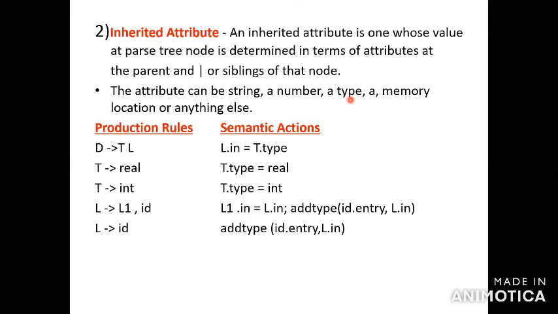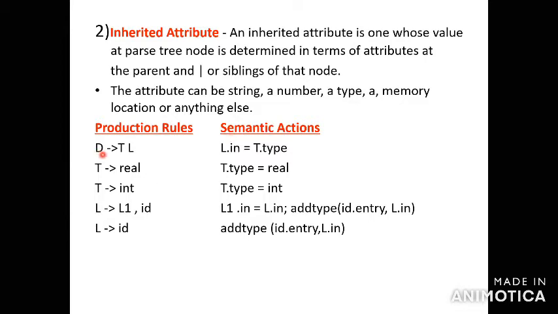But in inherited attributes, the value of the parse tree node is determined in terms of attributes of the parent or sibling of the node. Here the attribute can be a string, number, type, memory location, or anything else. But each and every attribute comes from the parent or sibling of that node.